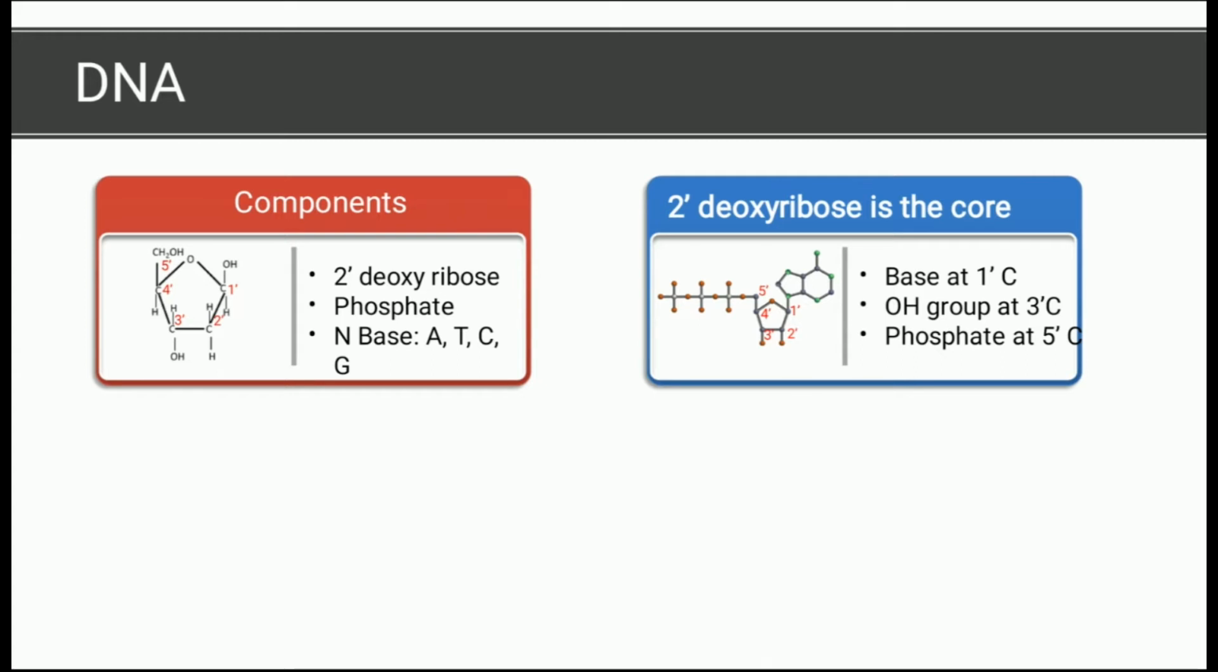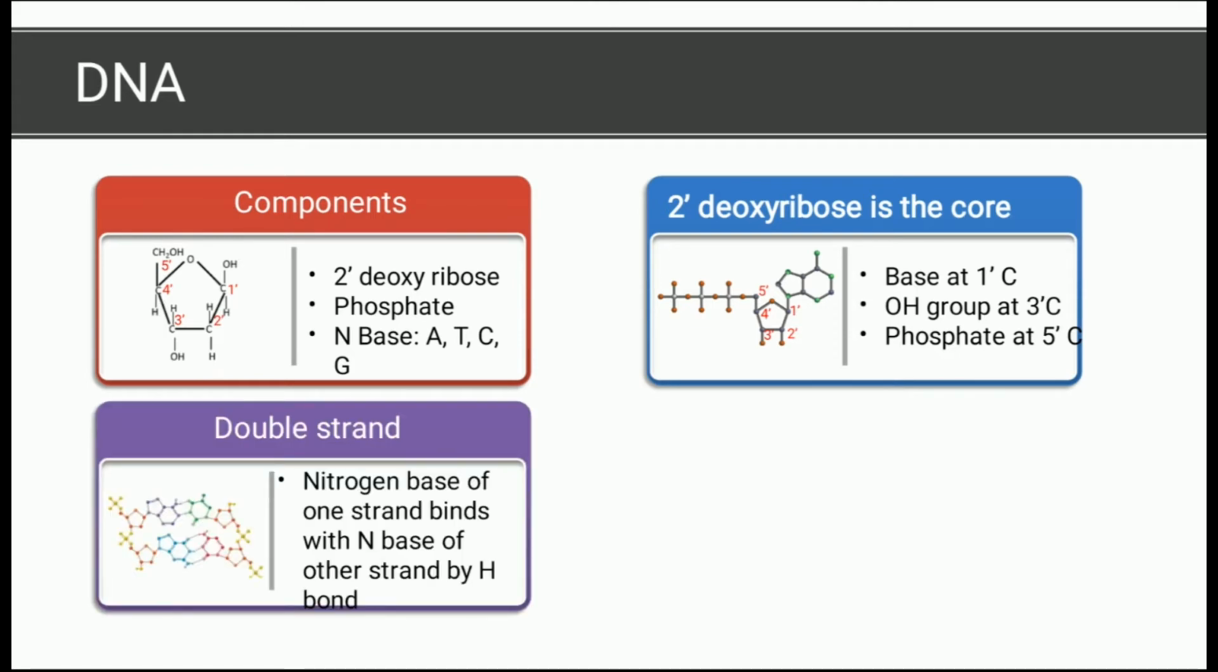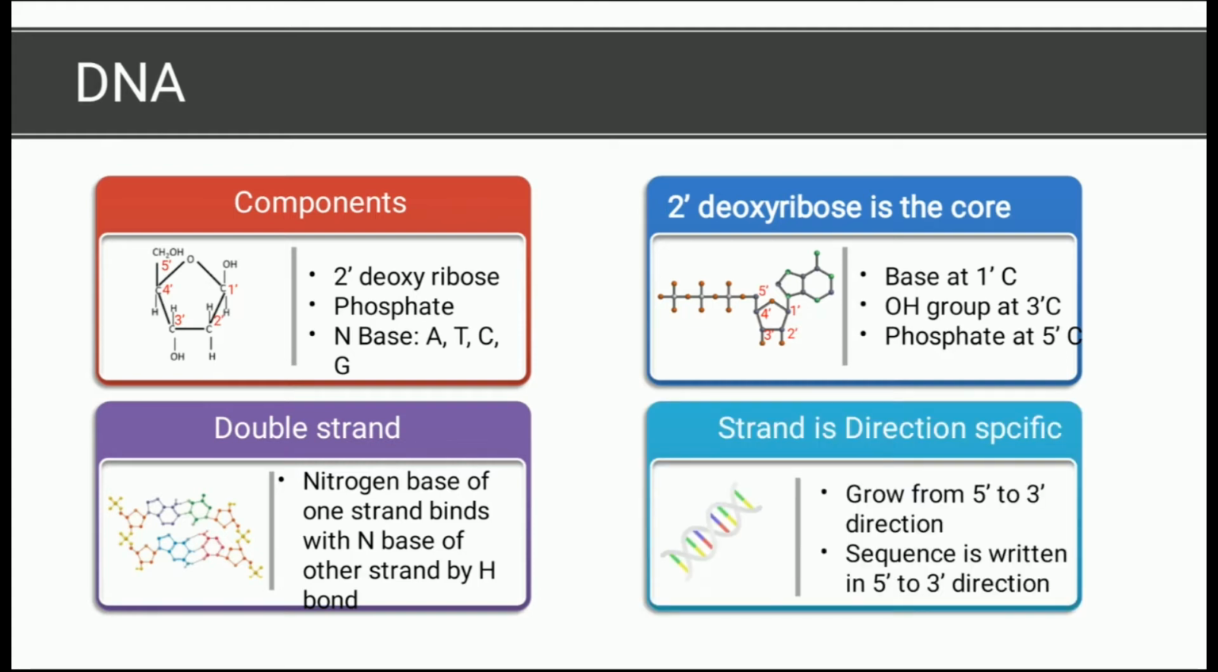With this, the nitrogen base is attached at the 1' carbon, and the OH group attached at the 3' carbon is reacted with the phosphate group present at the 5' carbon of the single nucleotide residues. In DNA, mostly they exist in double stranded form. This is achieved when the nitrogen base of one strand binds with the nitrogen base of the other strand by weak hydrogen bonds. And these strands are direction specific. If one strand runs from 5' to 3' direction, the opposite strand runs from 3' to 5', and vice versa.